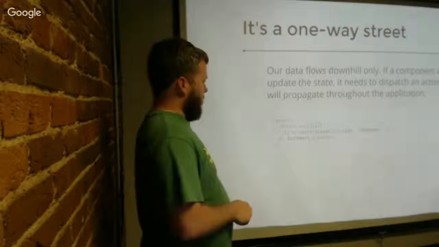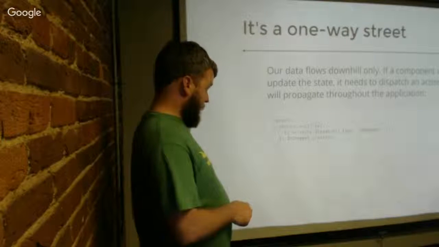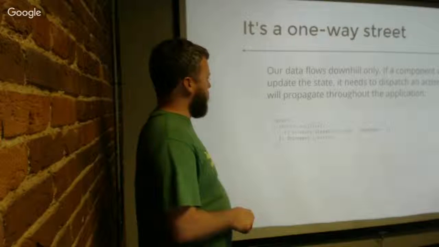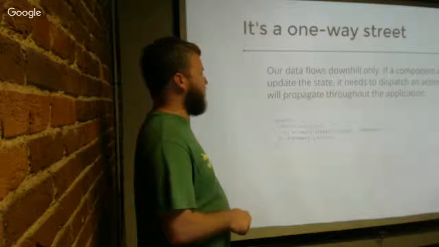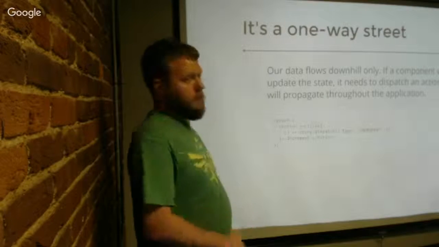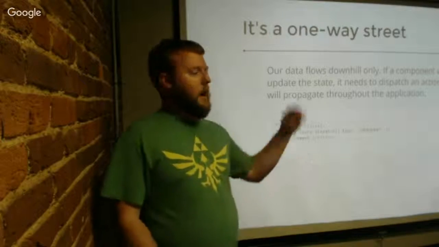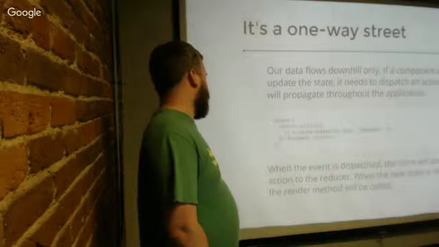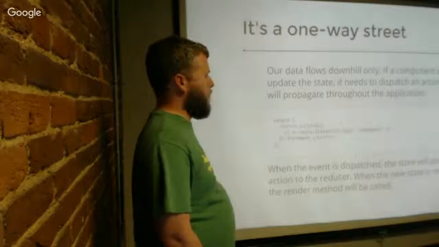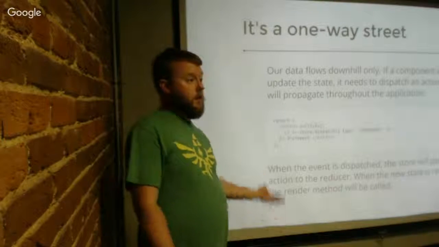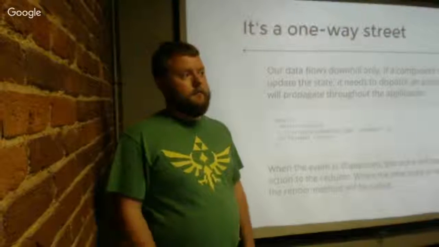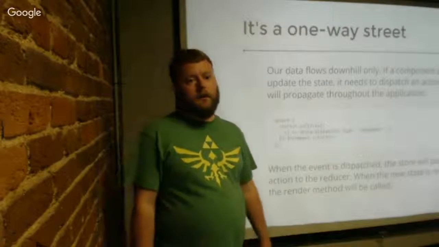So for example, let's say that this guy knows about the store for some reason. It's a super simple example. So we're going to say, when you click this button, dispatch an increment action. So this is the uptick button, for example. When the event's dispatched, the store will pass the action to the reducer, and when the new state is returned, the render method will be called, updating any parts of your DOM that need to be updated.